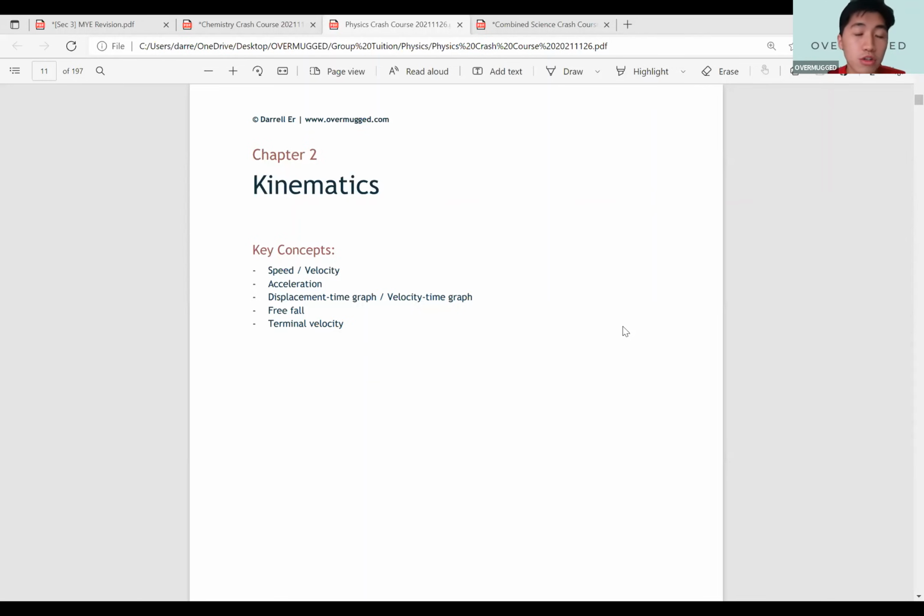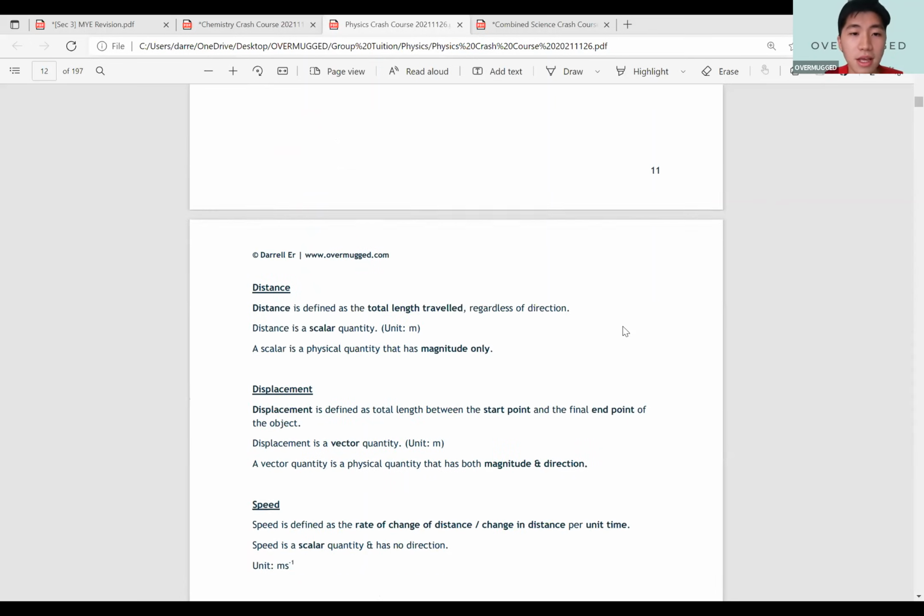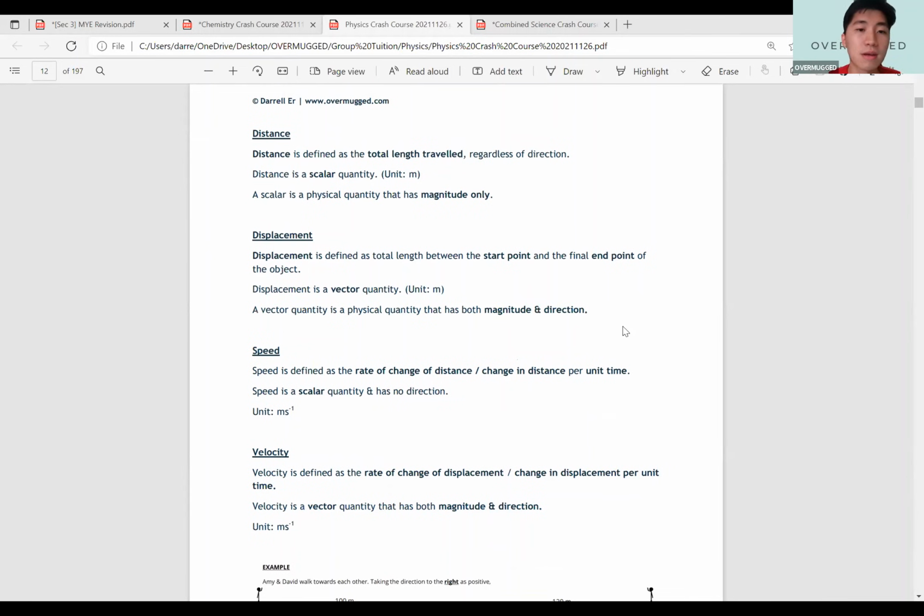So we're going to be going through kinematics as well as forces. Let's talk about what you do need to know about these 2 chapters. Okay. I think what's really important here is you need to understand the difference between what we call a scalar and a vector. Right. So we start off with that.